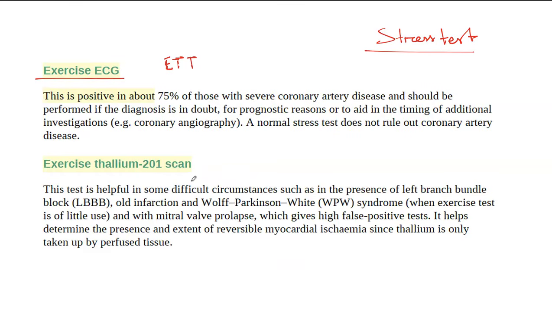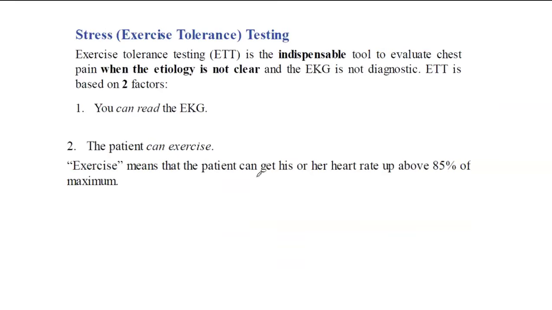There are a few others. We will talk about that, like thallium scan and all. So first, let's talk about the exercise stress test. Exercise tolerance test means that you will ask the patient to run on a treadmill, and while the patient is running on the treadmill, first you look for any chest pain, any symptoms, and you also look at the ECG, and you look for whether there are any ECG changes like ST depression or T wave inversion.